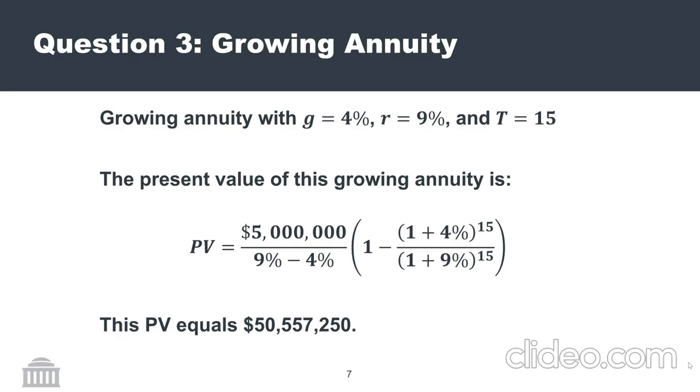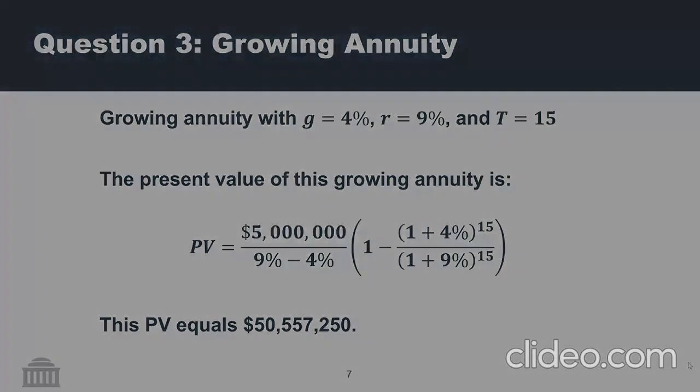Overall, it is much more efficient to find the present value of this stream of cash flows by using the growing annuity formula instead of discounting each of the individual cash flows by hand. And therefore, this should be our preferred approach going forward.